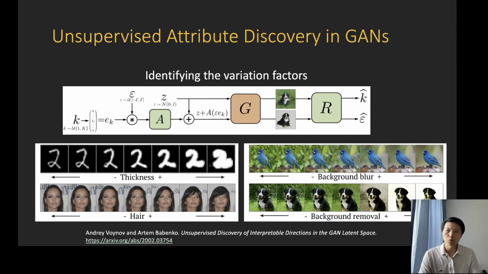So there is some very recent work, probably just published on arXiv one or two months ago, such as this work from Andrew and Anting on unsupervised discovery of interpretable directions in GAN latent space. They propose a technique where they put some noise in the latent space and generate the image, and they have another module to predict this input noise. So they can also learn some interpretable dimensions, such as some dimension controls the thickness, some dimension controls the hair and the background. They also show that some dimension even controls the background, so they can change the background or remove the background for some images. So that's a very interesting application.